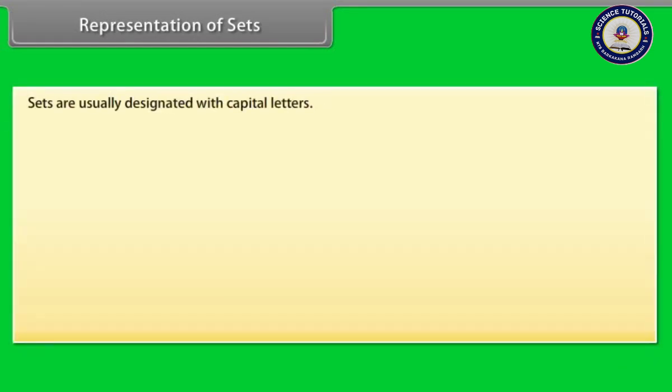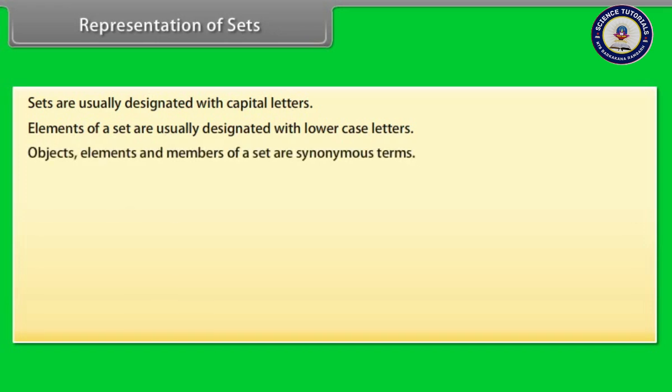Representation of sets. Sets are usually designated with capital letters. Elements of a set are usually designated with lowercase letters. Objects, elements, and members of a set are synonymous terms. For example, capital A is a set, and a is an element in capital A.